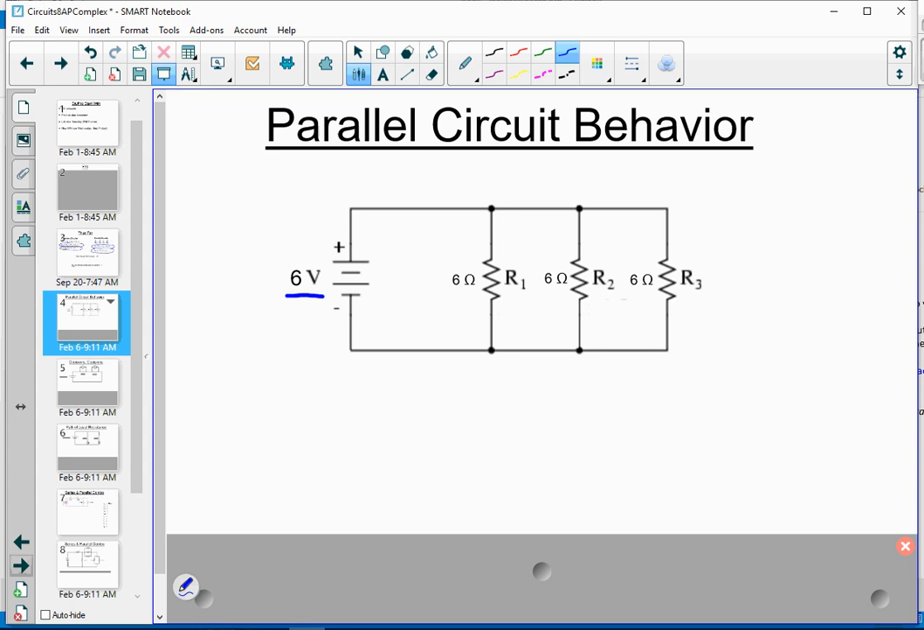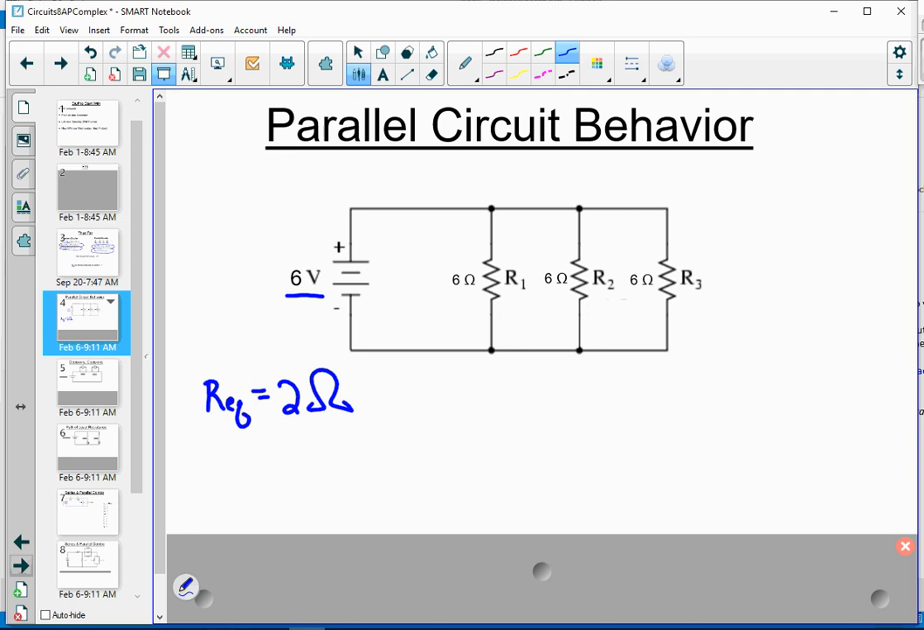If we want to find the equivalent resistance, we can use our shortcut rule. Since we have 3 6-ohm resistors in parallel, you take the value of one of them, 6 ohms, and divide by the number of resistors, 3. That would give us an equivalent resistance of 2 ohms. But you can always use your 1 over equation to help solve that.